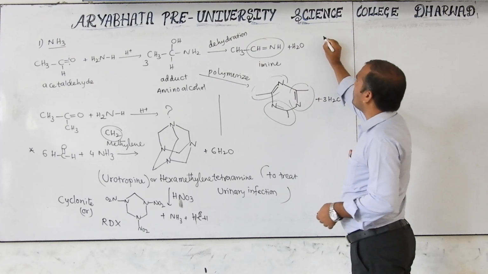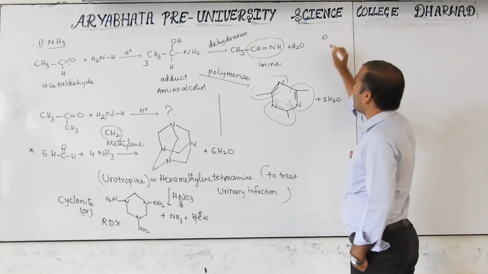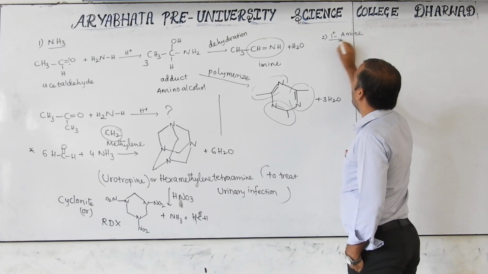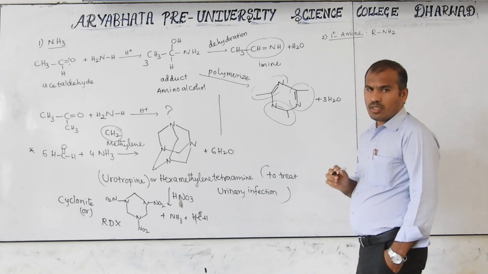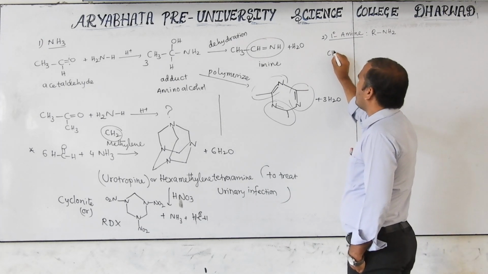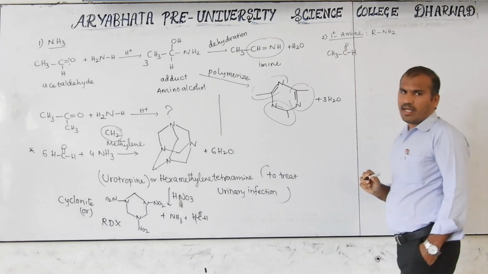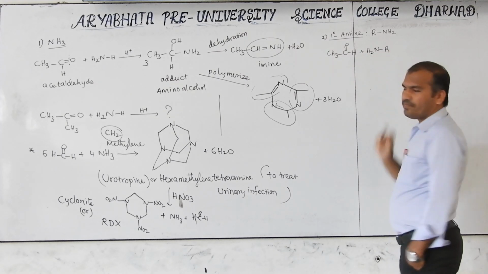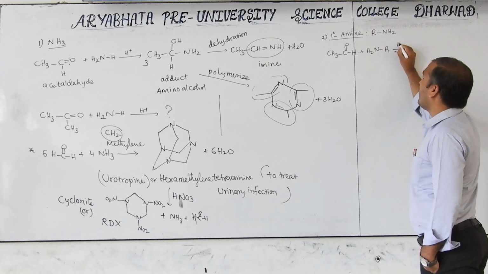And the second one, what do we discuss here? Ammonia, next primary amine. What is the primary amine formula? RNH2. Now one example: CH3CHO, an aldehyde, reacts with this primary amine. Reverse cycle, anyway you can, no problem. Generally these reactions are reversible, and in acidic medium.